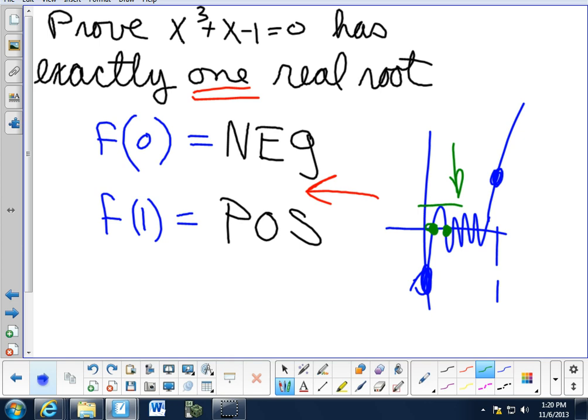There's got to be a place, if this graph comes back down and crosses again, where there's a horizontal tangent. Right? I mean, look at the picture. The only way to get back down is to have a horizontal tangent somewhere. That's what Rolle's theorem says.